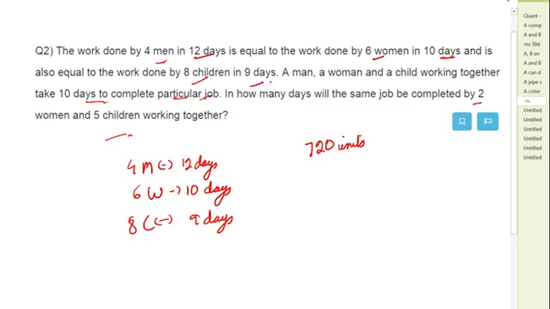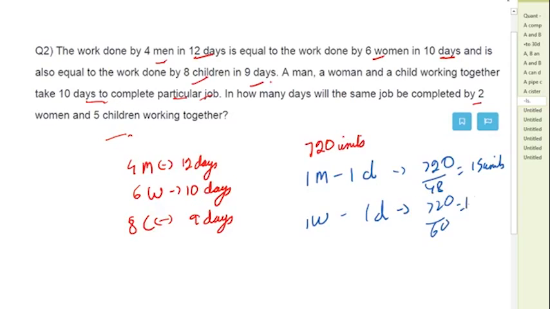Okay. So 4 men in 12 days do 720 units of work. So how much does one man do in one day? He does 720 by 48, right? Or 30 by 2, 15 units. So one man does in one day 15 units. One woman in one day does 720 by 60, or 12 units. And one child in one day does 720 by 72, 10 units.